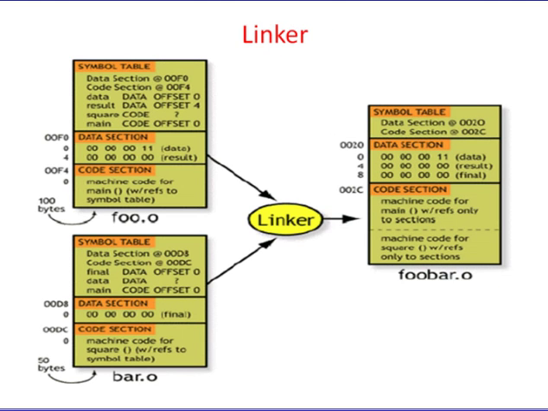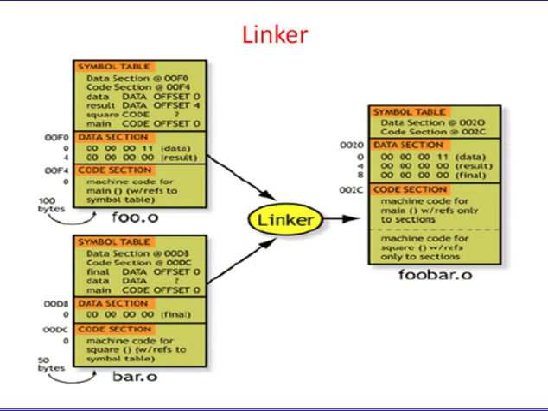Linker. All of the object files resulting from the compilation in step 1 must be combined. The object files themselves are incomplete because some of the internal variables, data in bar.o and the square function referenced in foo.o, have not yet been resolved. The job of the linker is to combine these object files and resolve all the unresolved symbols.